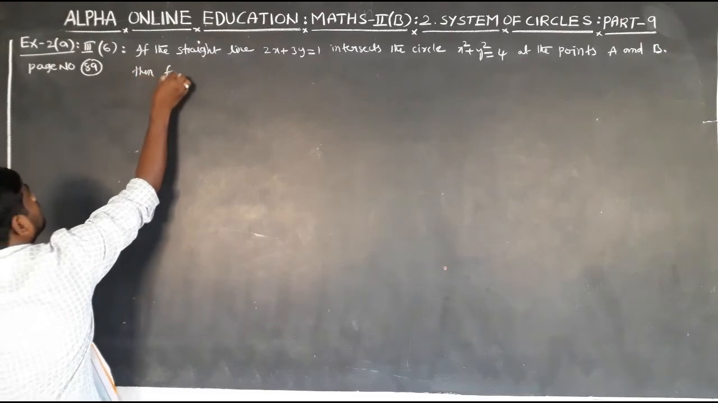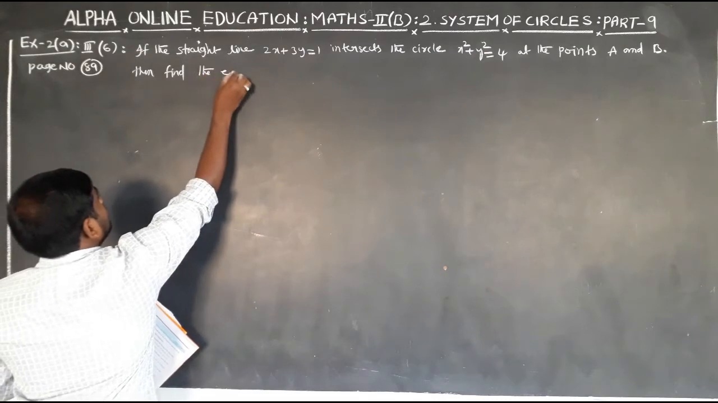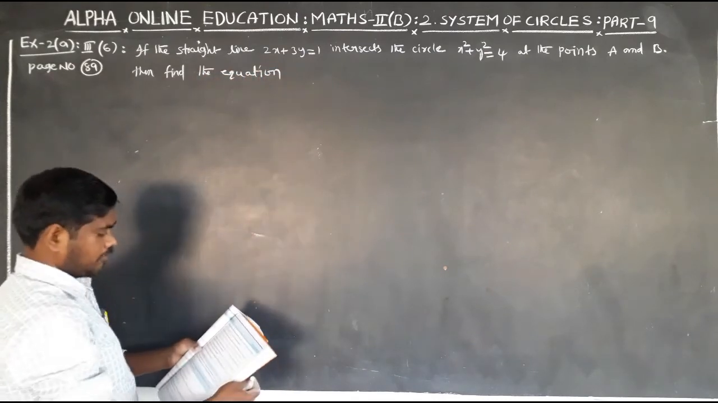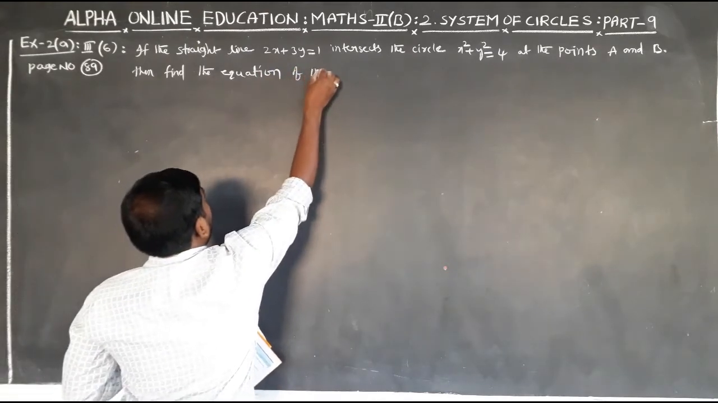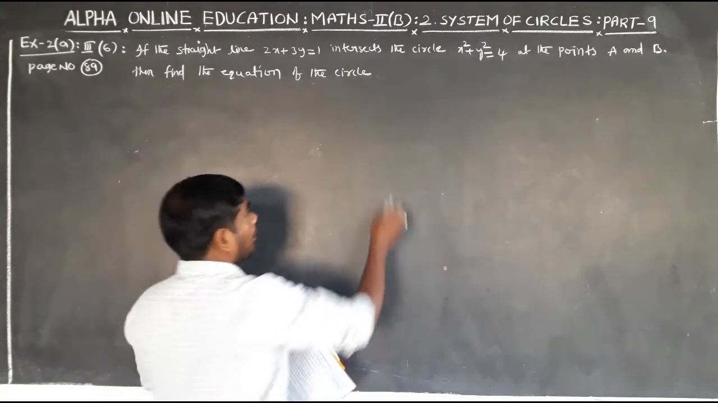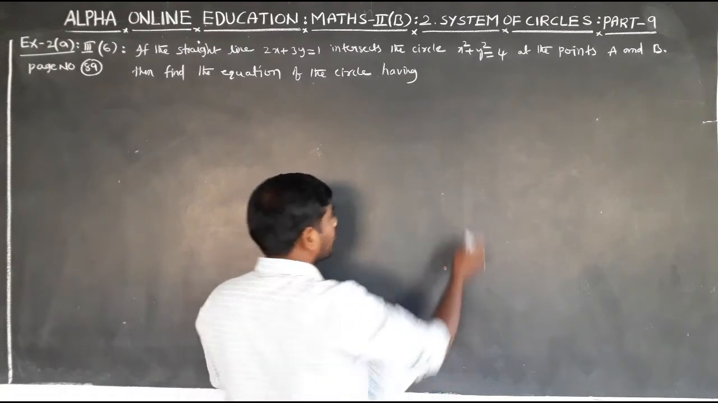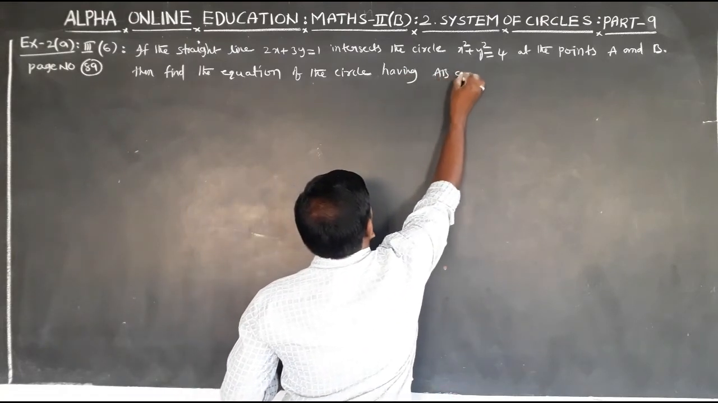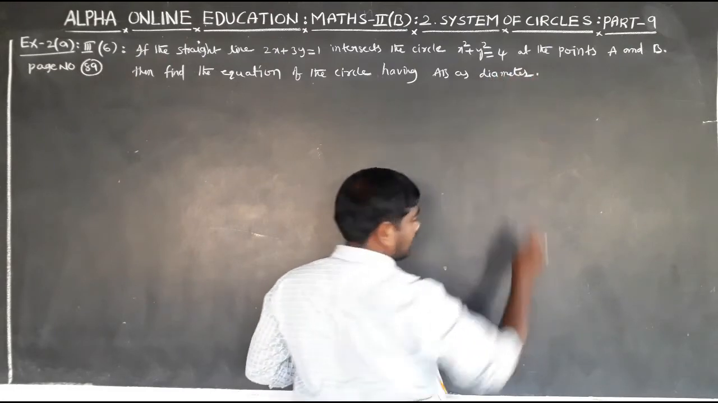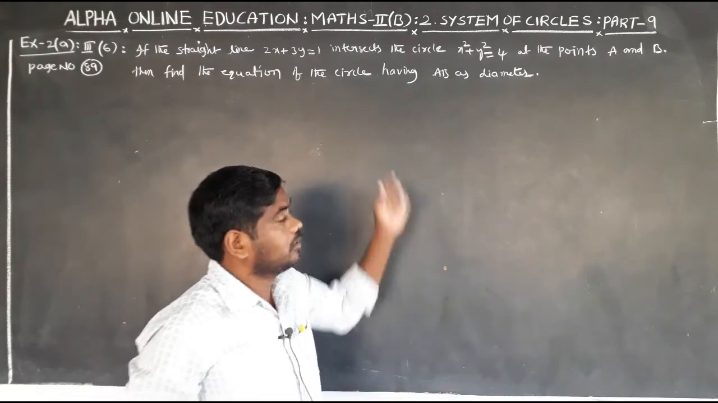then find the equation of the circle having AB as diameter. AB as diameter. This is the question.